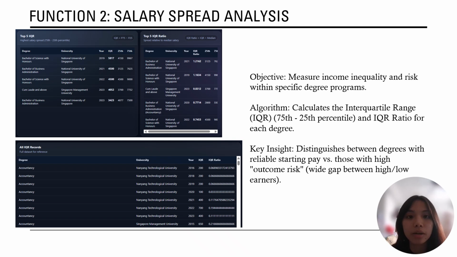We also compute an IQR ratio, which scales that spread against the median salary for fair comparison across degrees. The top table highlights degrees with the largest spreads and highest ratios, and the full table below provides reference. Overall, it helps users identify degrees with stable pay versus degrees with higher salary uncertainty.